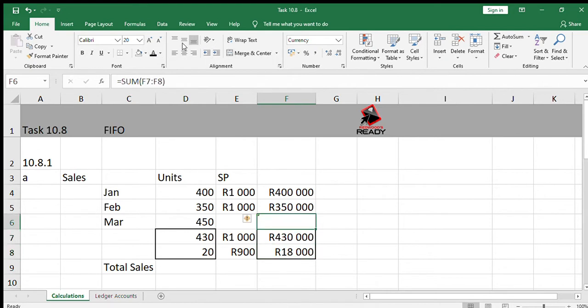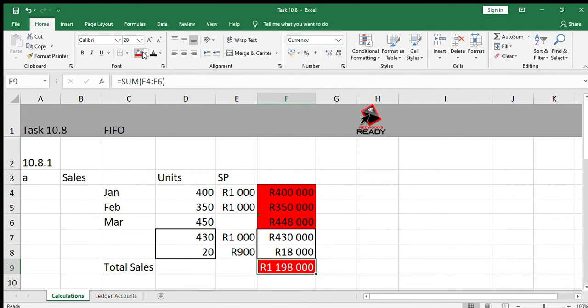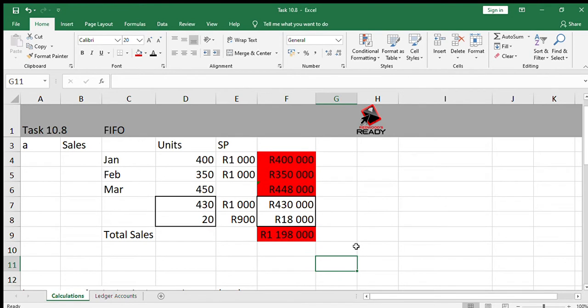I'm going to total this up here, and then we're going to add up these three figures to get our sales answer at the bottom. So we've got sales of 1,198,000. Then in B, we need to calculate the value of the closing stock using the FIFO method.